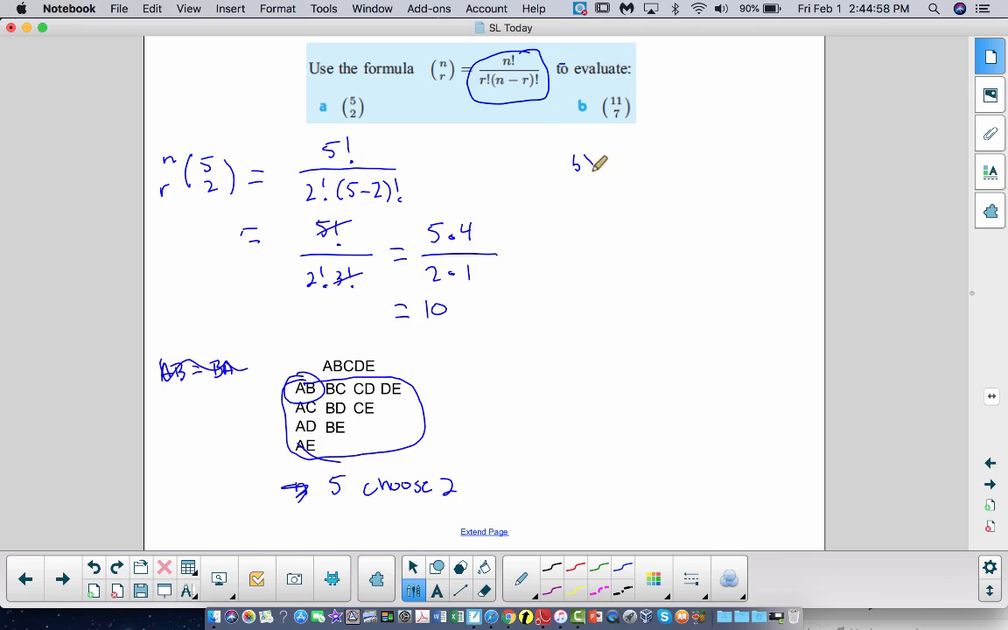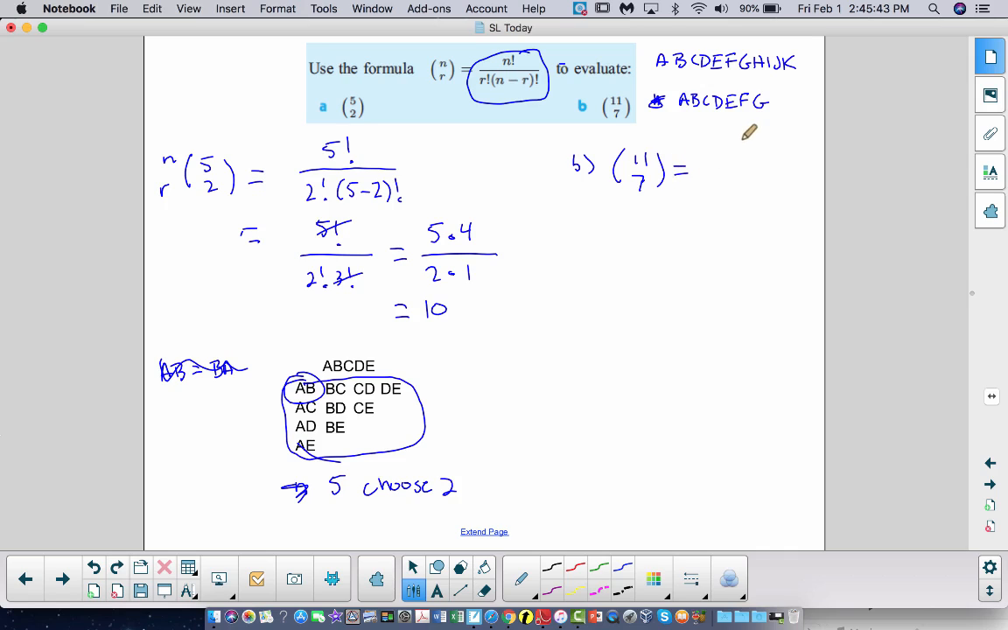All right, so for B, we have 11 choose 7. So that means if I had a group of 11 letters, A, B, C, D, E, F, G, H, I, J, K, and I wanted to arrange them in groups of 7, say A, B, C, D, E, F, and G, that would be the first group of 7. If I wanted to know how many different groups of 7 there were out of 11, how many different combinations, I could list them all, or I can use the binomial coefficient.